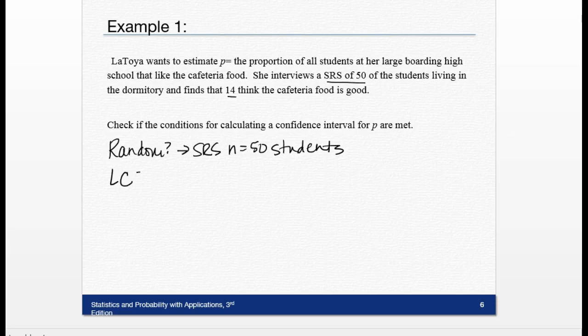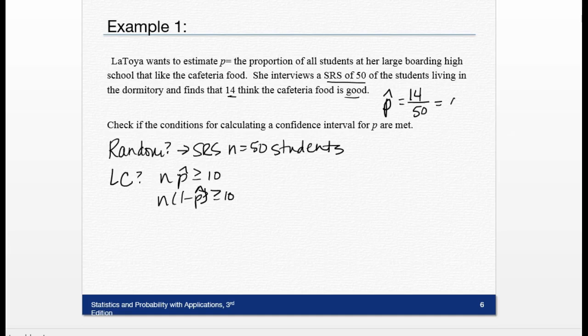Now for large counts, remember, it's n times p hat has to be greater than or equal to 10, and n times 1 minus p hat has to be greater than or equal to 10. Now, it doesn't give you p hat. You've got to figure that out. So p hat is the proportion of students that like the food. Well, she said 14 out of 50. Right? So you're going to put that in your calculator and get the decimal version of that.